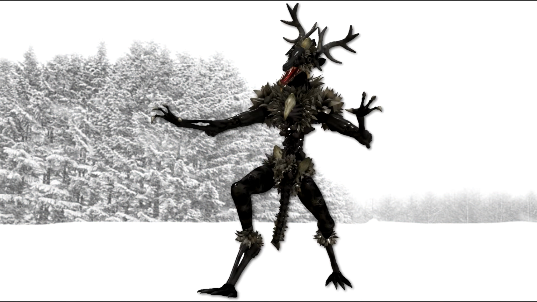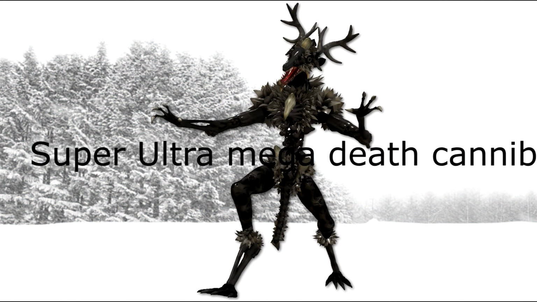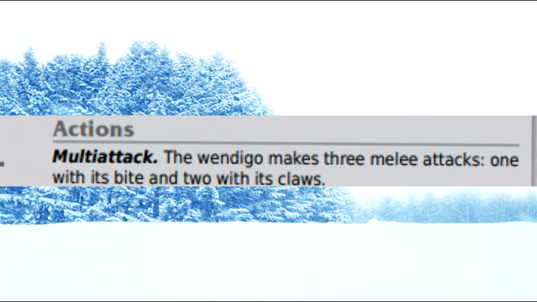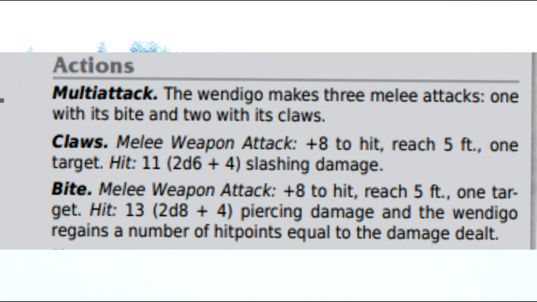be frightened. And the only way to avoid that is averting your eyes, which won't make it easy to hit at all with that disadvantage and being in the snowstorm and it being at night and you're dealing with a super mega ultra death cannibal. Now the difference between this one and the CR3 one is A, it has 3 attacks instead of 2, and its bite attack now sucks the life out of its opponents, which is pretty nice.